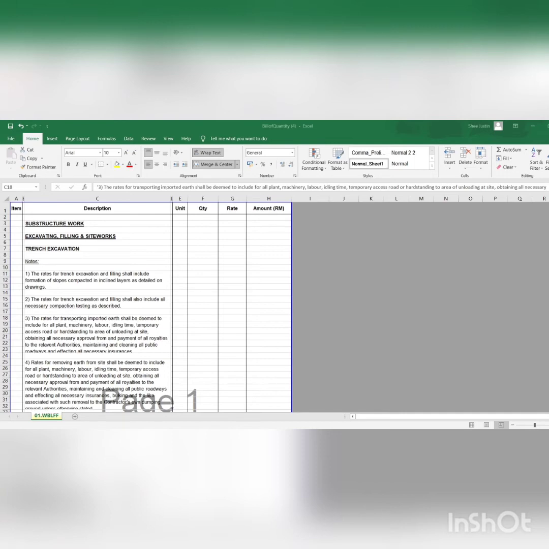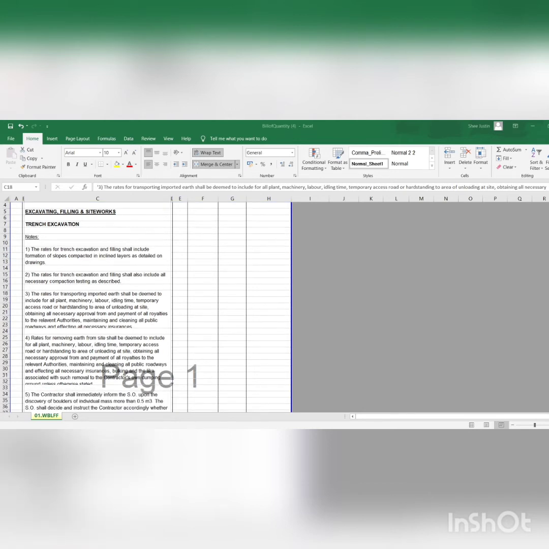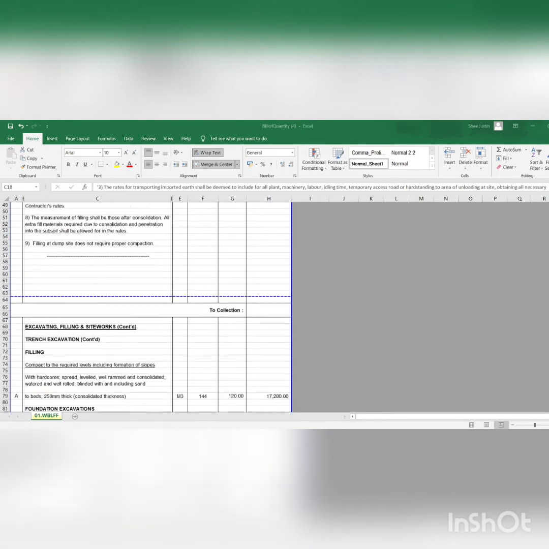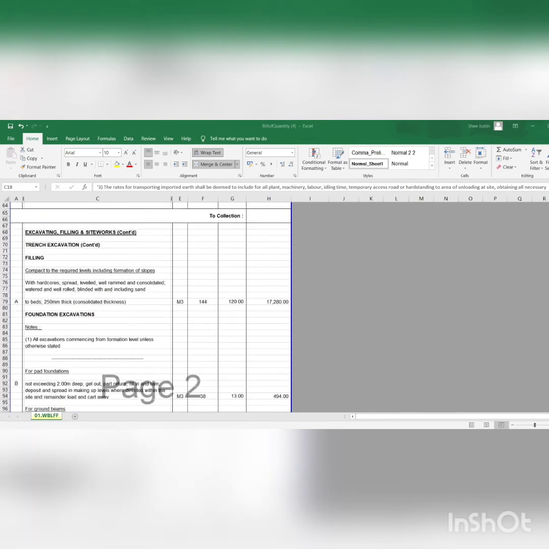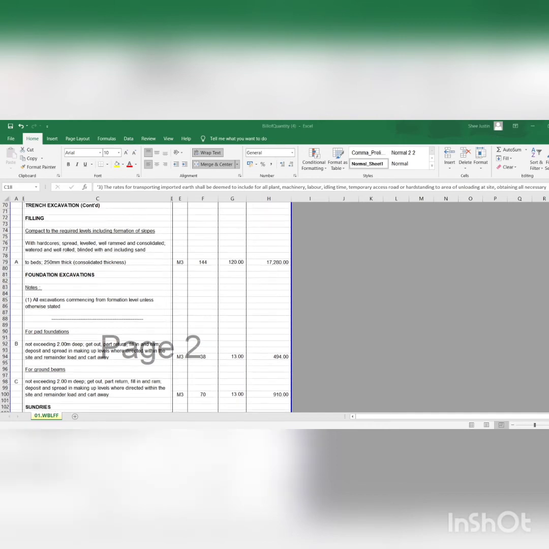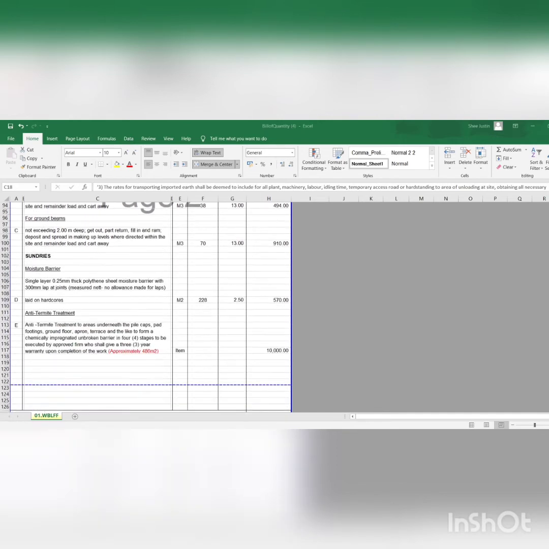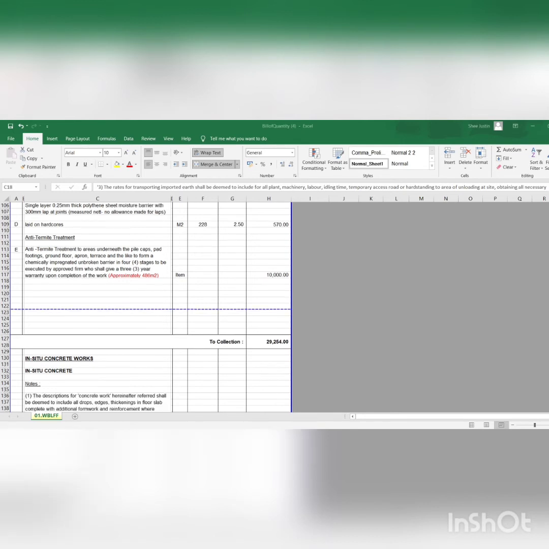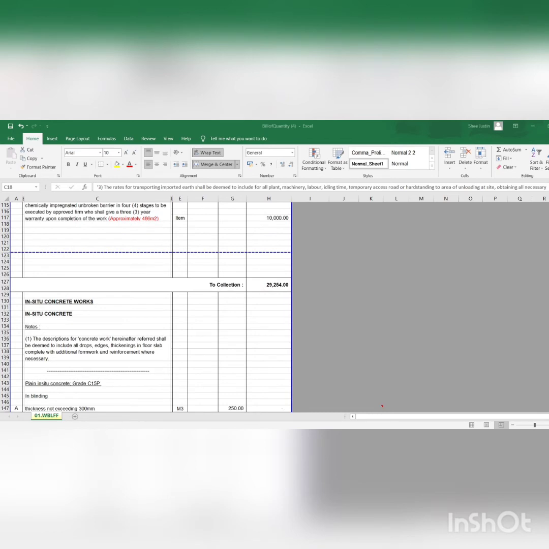First is structure work. In structure work, we have excavating, filling, and site work. First, for the excavation, we have used the trench excavation. So there is the knot and description for the trench excavation. Next, the element includes the filling, foundation excavation, and sundries in this element. So total amount for this element is 29,254 ringgit.